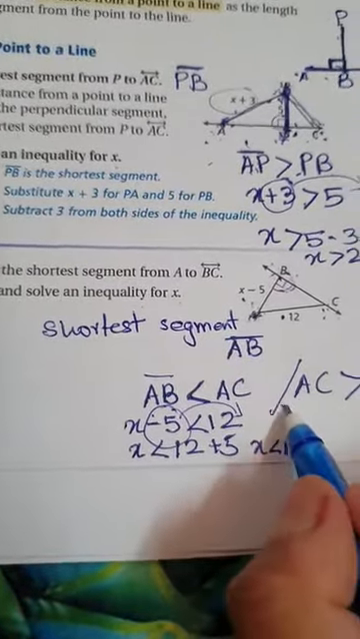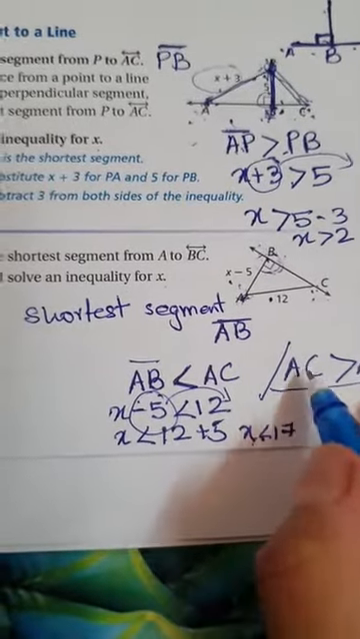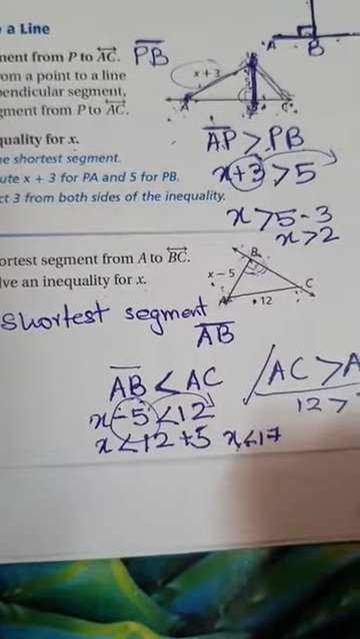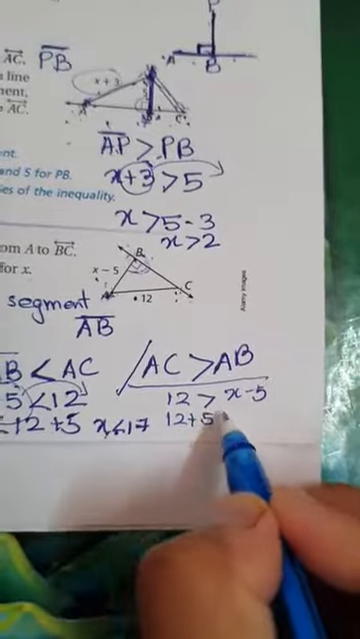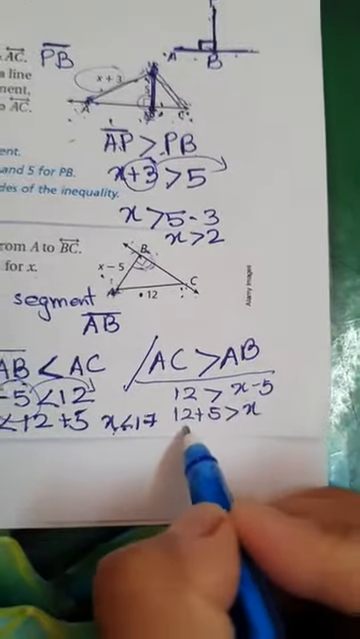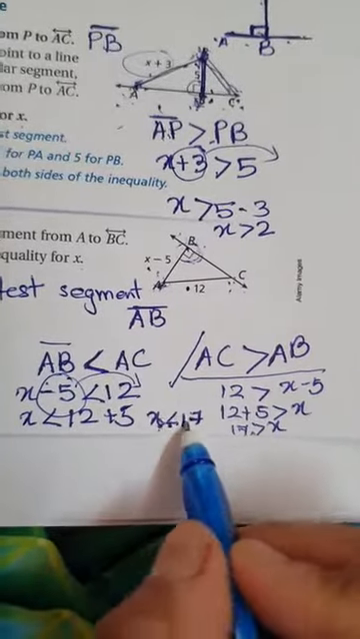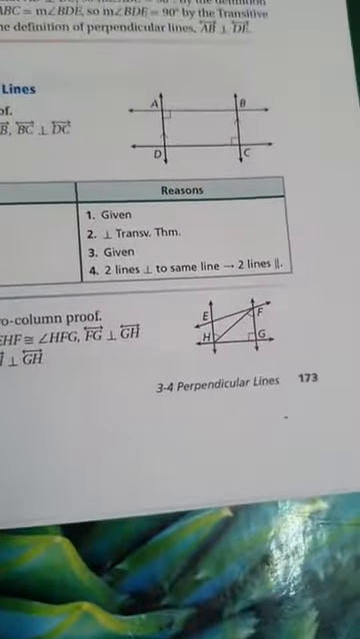So now even if you write it like this, you're going to get the same answer. How are you going to get the same answer? It's going to be 12 is greater than x minus 5. Okay, so 12 plus 5 is going to be greater than x. So 17 is greater than x. They both mean the same. X is less than 17 or 17 is greater than x. It doesn't matter. However you write it, it won't do anything.